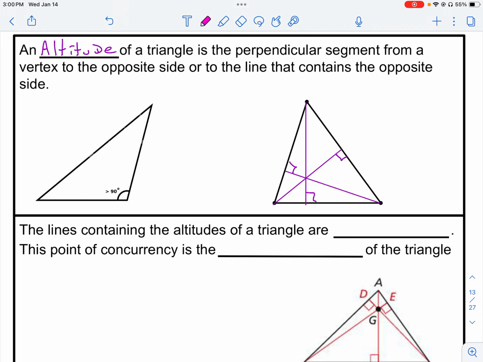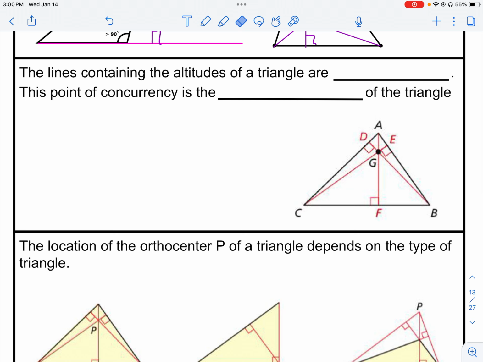Well, sometimes, like when we have an obtuse triangle, to get there, we have to extend out the side, out past the triangle, to be able to measure how far away from that line that point is. And that's what it says: to the line that contains the opposite side, because we got to extend it out, because we can't go in here anywhere and get a 90-degree angle. It's not possible, and we always measure the shortest distance, which is at the perpendicular.